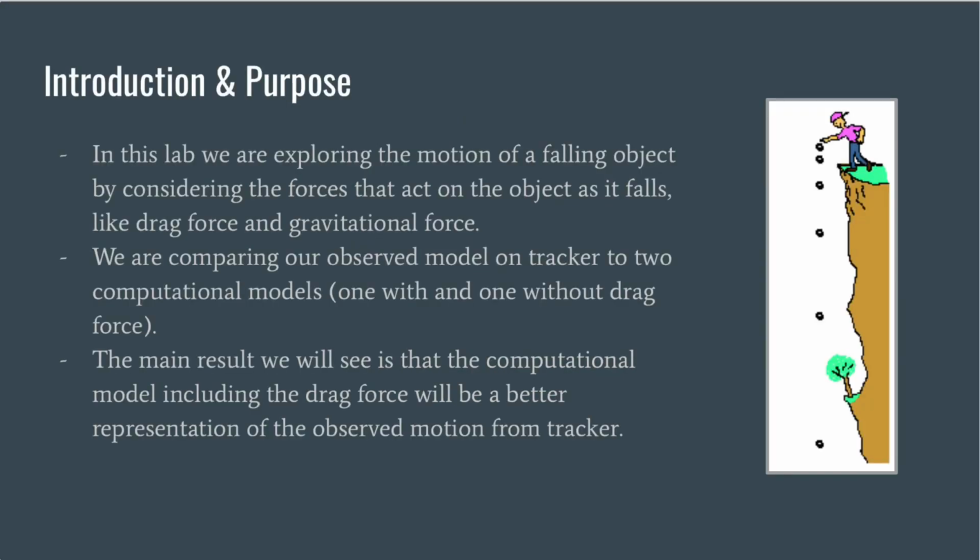In this lab, we are exploring the motion of an object by considering the forces that act on the object as it falls, like drag force and gravitational force. I used a bouncy ball. By uploading a video of myself dropping the ball on Tracker, I was able to compare an observational model of position versus time to two computational models, one with only gravitational force and one with gravitational and drag forces.